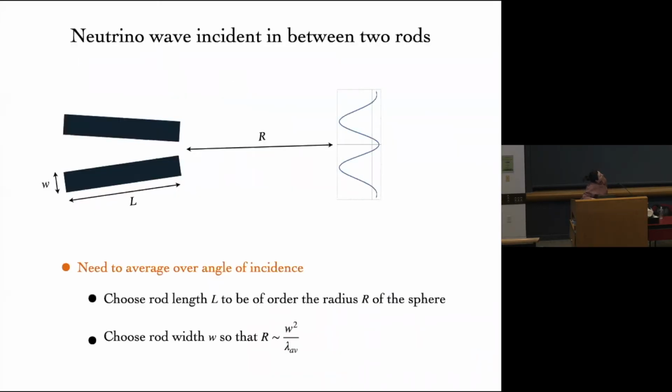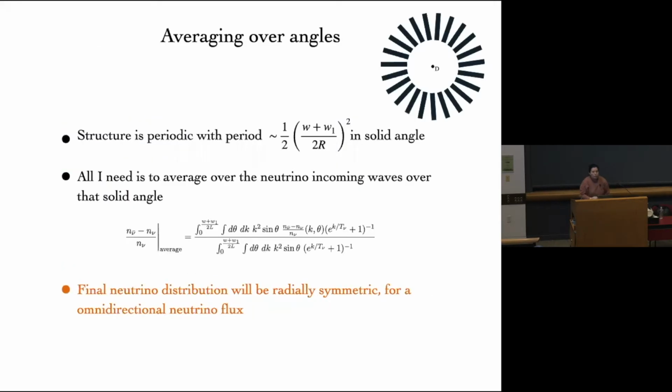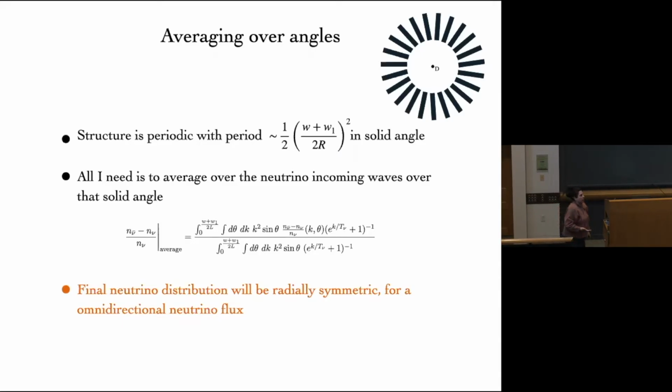So yeah, we're here. So now we need to average. Again, the width is just a parameter that is determined by the radius of the stick. Now, in order to do the averaging, it turns out we don't need to average over all angles. And the reason is the structure is periodic. Okay? It has a period in solid angle that's roughly the distance between the sticks, W1, divided by 2R, the whole thing squared. Okay? That's roughly the solid angle of each periodicity of the structure.